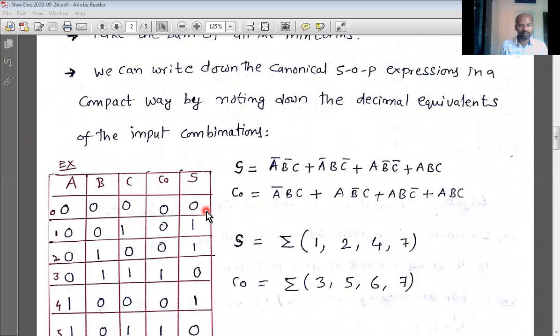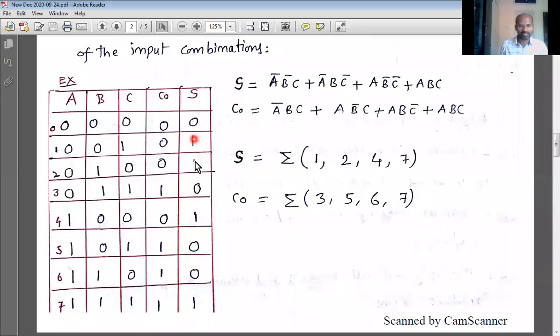Now look at the truth table, the sum output column. We have to identify the true minterms. A true minterm is a minterm for which the output is 1. A false minterm is a minterm for which the output is 0. So this is a true minterm, and this one as well, and this one as well. So there are 4 true minterms. We have to add all those minterms, sum up all the true minterms, to get the canonical sum of product.